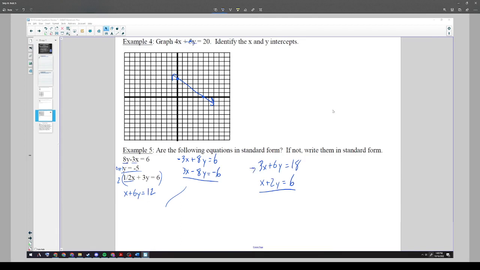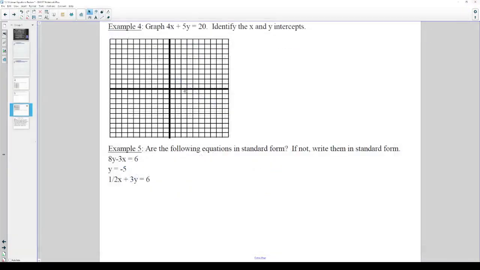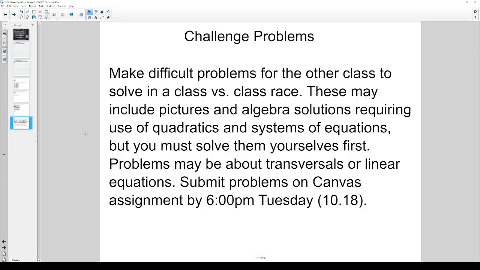All right, so that's our notes. The rest of the time in class this day, we're going to be doing challenge problems for our race tomorrow, which is Wednesday. So there's a Canvas assignment to submit these problems. If you have something difficult, you can either use a problem based on what we did today with slopes and equations of lines and parallel and perpendicular, or you can do something based on angle measurement calculations like what we did with the transversals and angles.